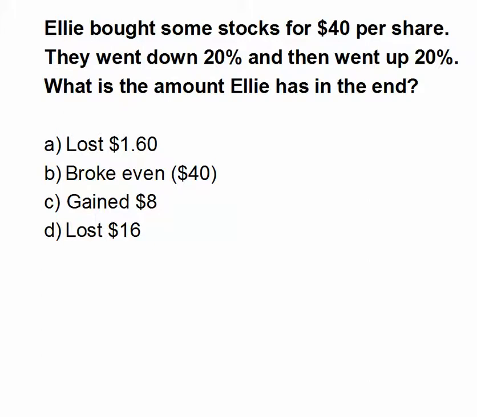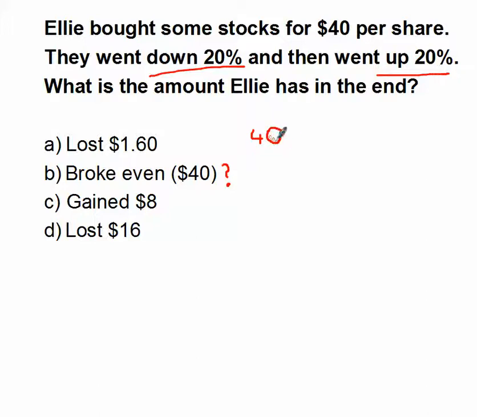Now, Ellie bought some stocks for $40 a share. They went down 20% and then they went up 20%. Well, the most obvious answer, you think, well, you don't have to do a lot of math for that one. Isn't the answer broke even? If something starts at a certain number and it goes down by a certain amount and then it goes up by the same amount, wouldn't that mean you're going to end up back where you started from? Well, not so fast. Let's have a look at it and we'll see why the answer is not broke even.